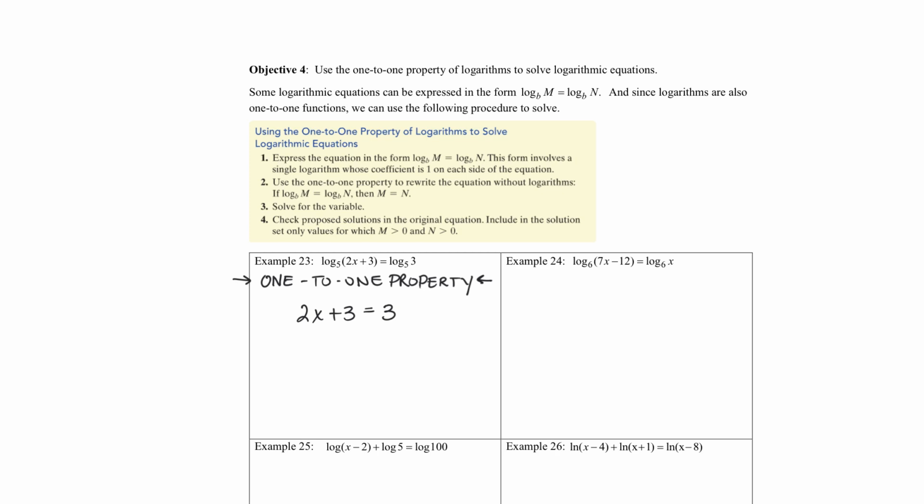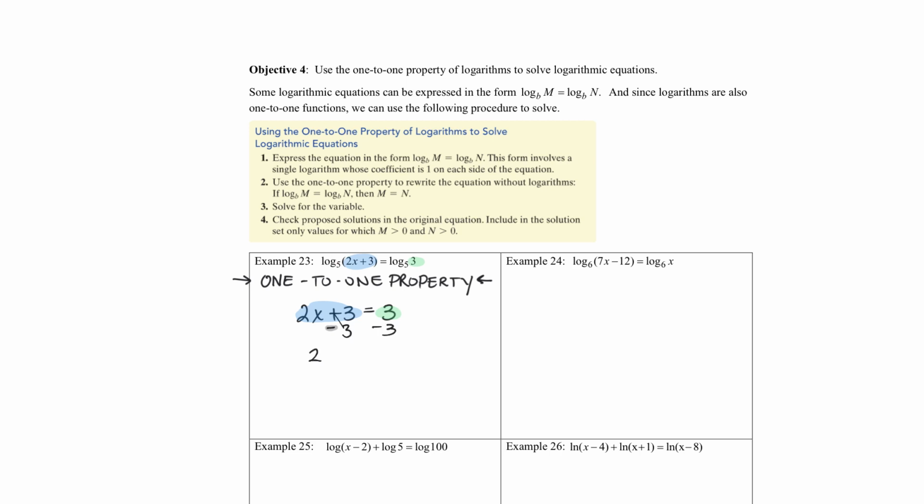So in other words, I am using the one-to-one property of logarithms to set these two arguments equal to each other. I am not dividing the logarithms away. I am not canceling the logarithms. So it's really important that you don't think that, because later on in your mathematical career, that can cause a lot of problems for you. Okay, so I need to solve this equation, and I'm going to go ahead and subtract 3 from both sides.